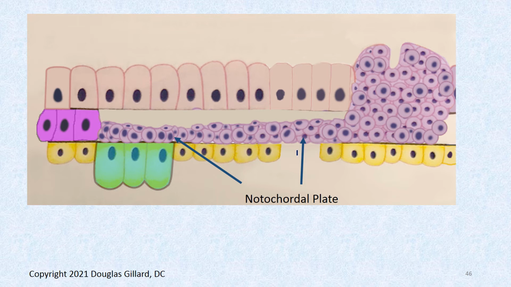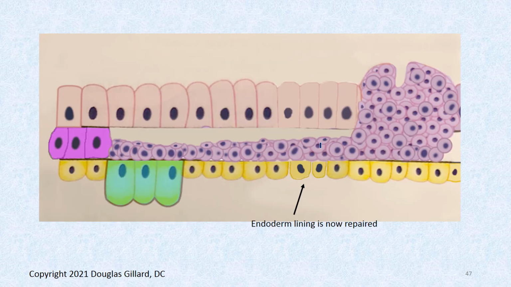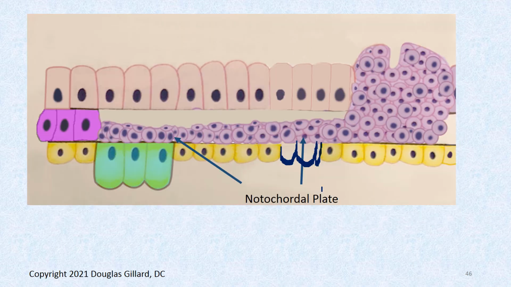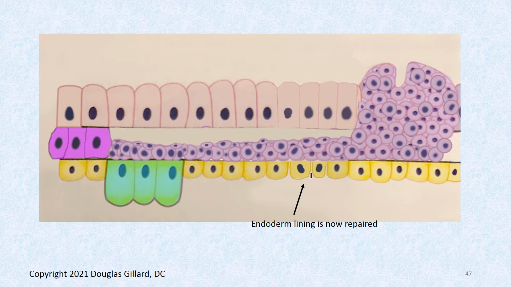But that's no good because now we don't have a notochord, so we need to reform the notochord, but we can't do that until we patch this. And so by mitosis, we basically fill this in with new endoderm cells. That wasn't a very good drawing, but that's exactly where we're going there. And oh yeah, that's right, I did this for you. Okay, so it's fixed now.